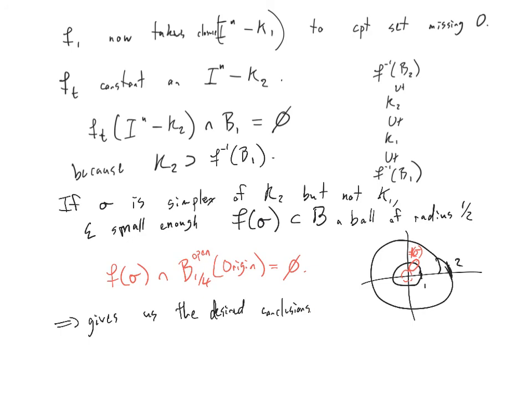The construction of the homotopy implies that F1 is PL on the interior of B1. I guess I mean it's PL on all of K1, because we've done that homotopy. And F1 misses 0 and an open neighborhood of it.